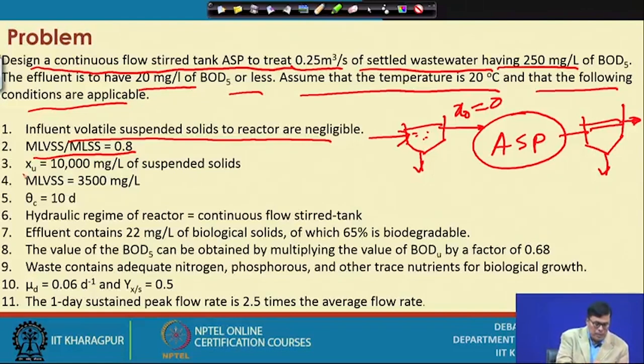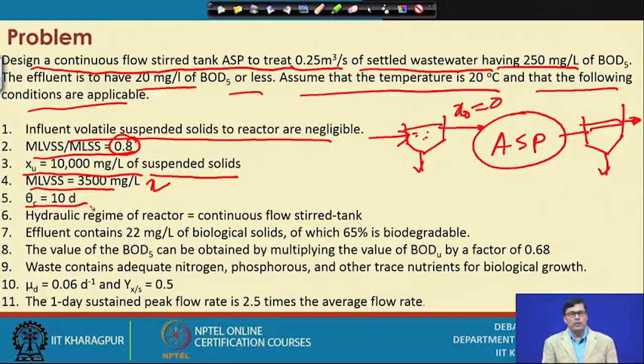Now, XU is the settled cell mass concentration, but this is suspended solid. So, this is not exactly the cell mass concentration, but if you multiply it with 0.8, then we will get the settled cell mass concentration. And this is MLVSS, that is the cell mass concentration, X equal to 3500 milligram per liter. Theta c is the solid retention time or mean cell residence time, that is 10 days. The reactor is a continuous flow stirred tank.